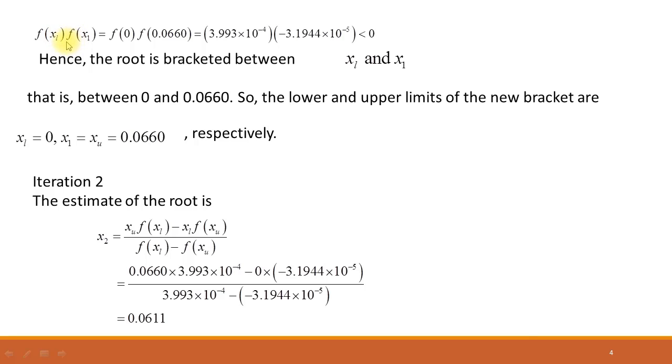Dear students, you see here the product of the function values is less than 0 at these two roots xl and x1. It means the function has opposite sign at xl and x1. This is the value of the function at xl, which is positive, and this is the value at x1, which is negative. Hence the root is bracketed between xl and x1, that is between 0 and 0.0660.